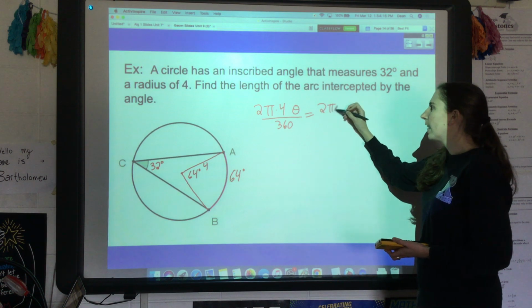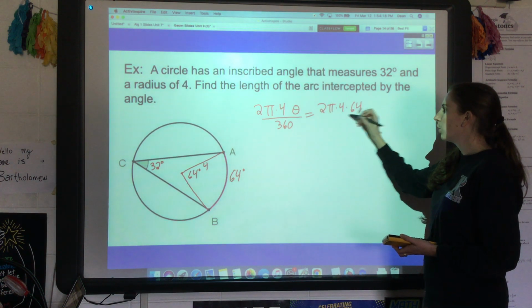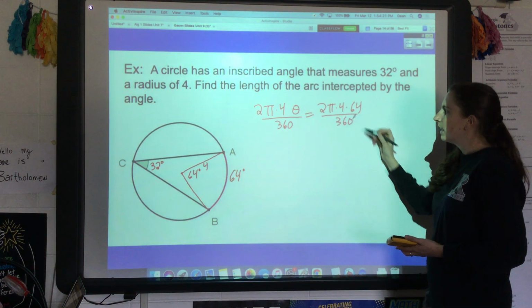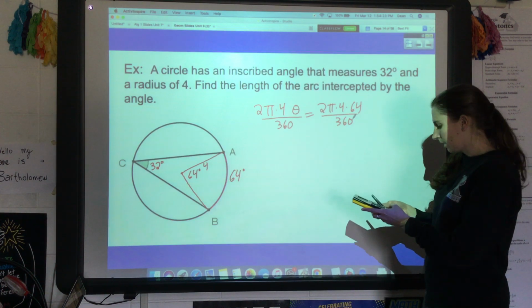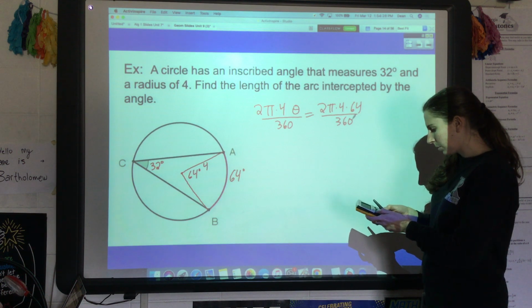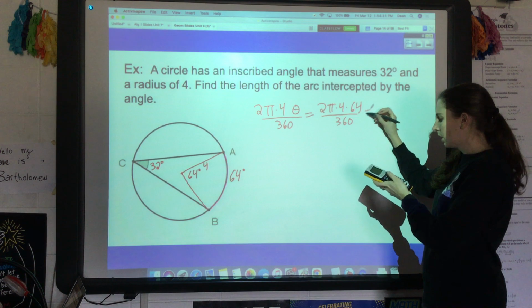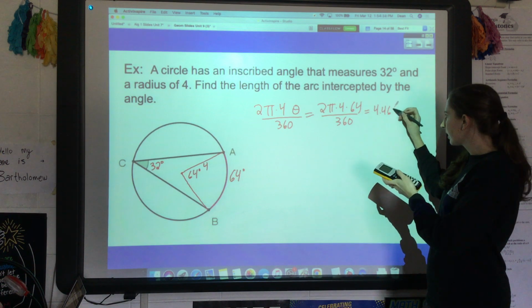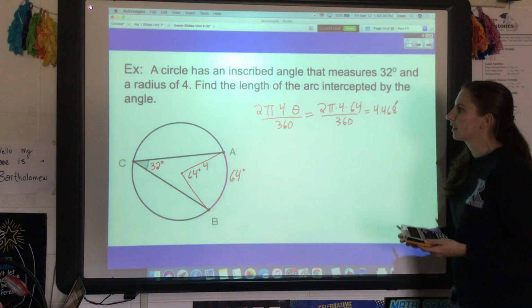So 2 pi times 4 times 64 over 360. And let's see what that is. So 8 times 64 divided by 360 times pi. So it's about 4.468 is the length.